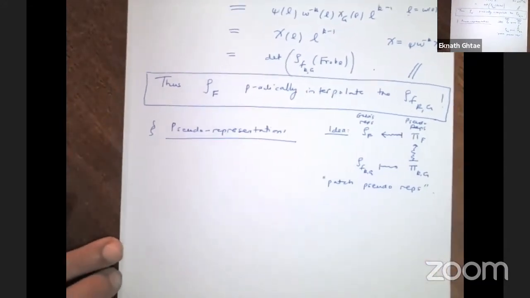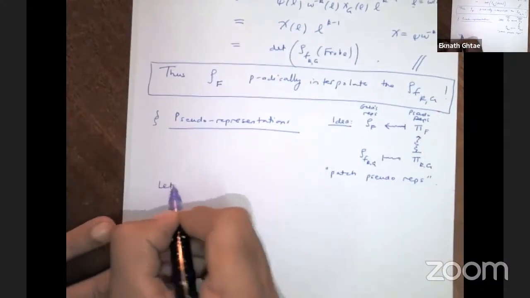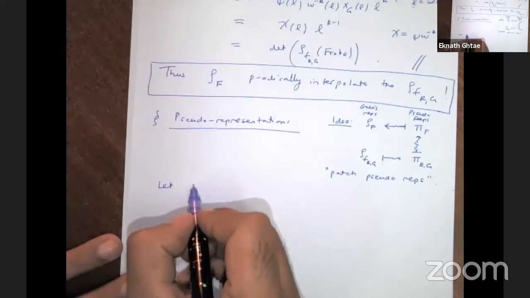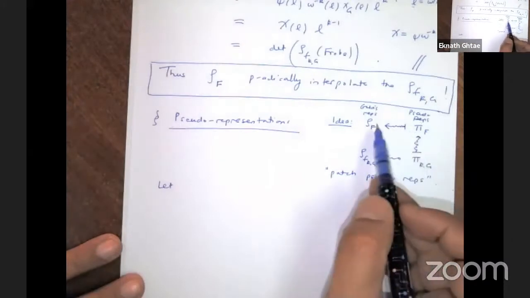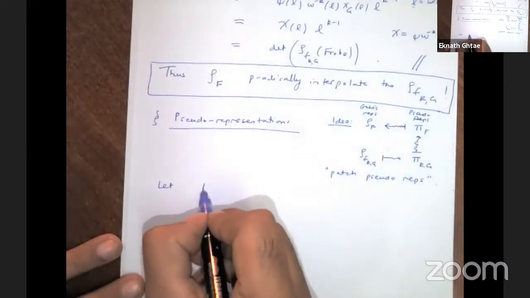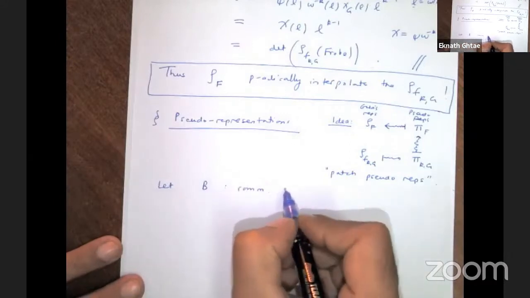So let us quickly talk about something very elementary. Let us talk about the definition of pseudo representations and some theorem which allows us to patch together pseudo representations and allows us to decide when a pseudo representation comes from a Galois representation, etc. So I'll work in some generality. The notation now is completely independent of the rest of the lectures.